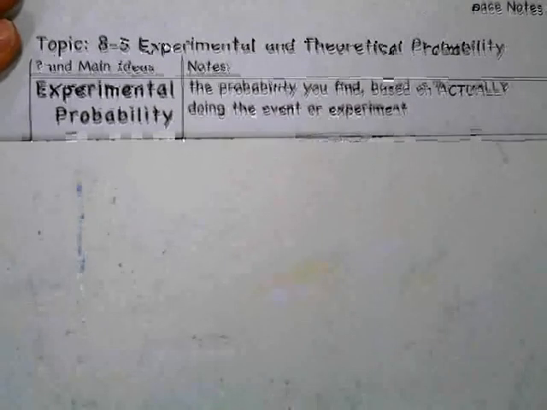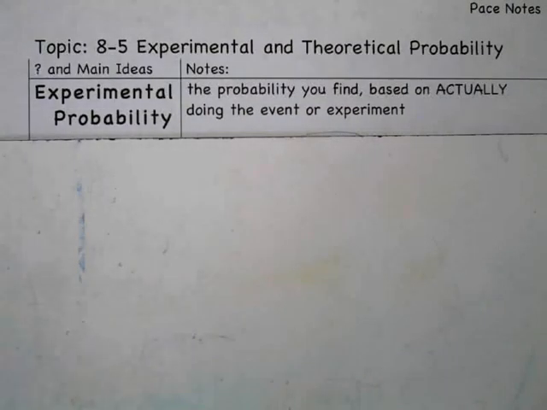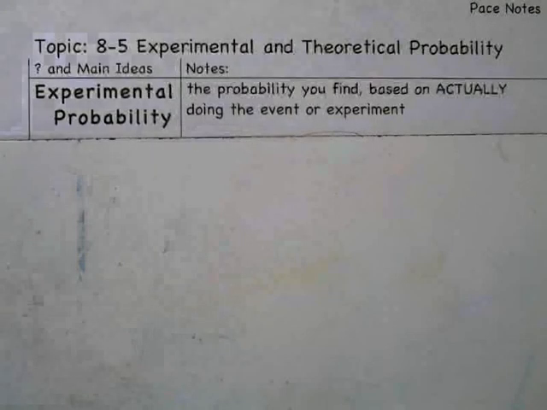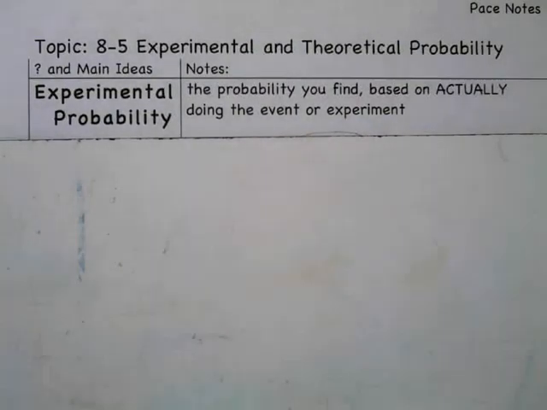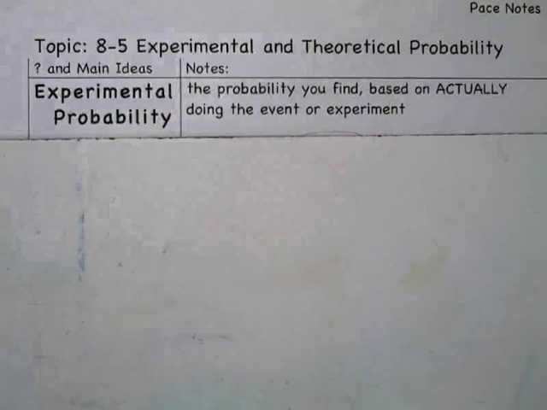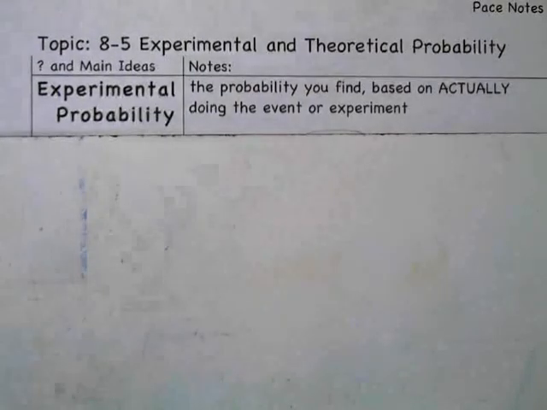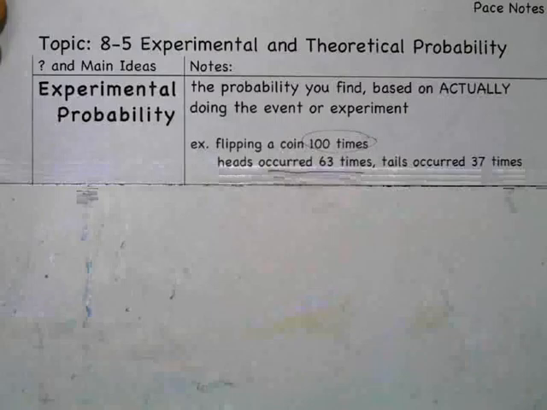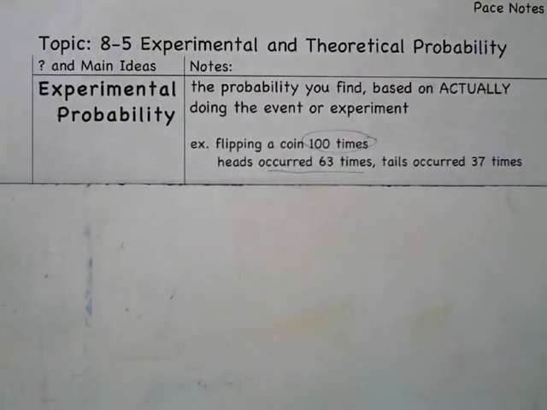First, we need to start with the definition. Experimental probability is the probability that you find based on actually doing an event or experiment. So an example might be flipping a coin 100 times. When we flip that coin, it lands on heads 63 times and tails 37 times. So what is the experimental probability?